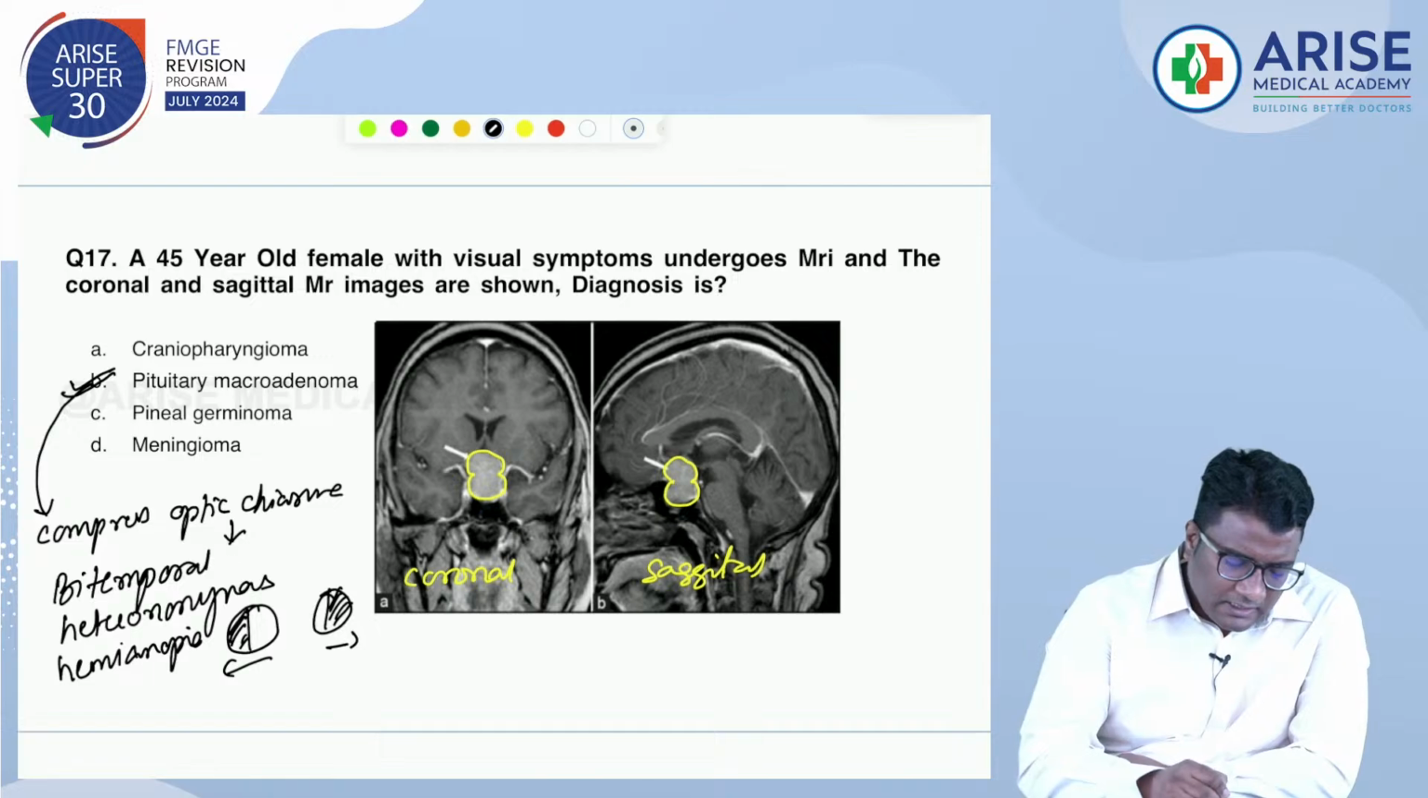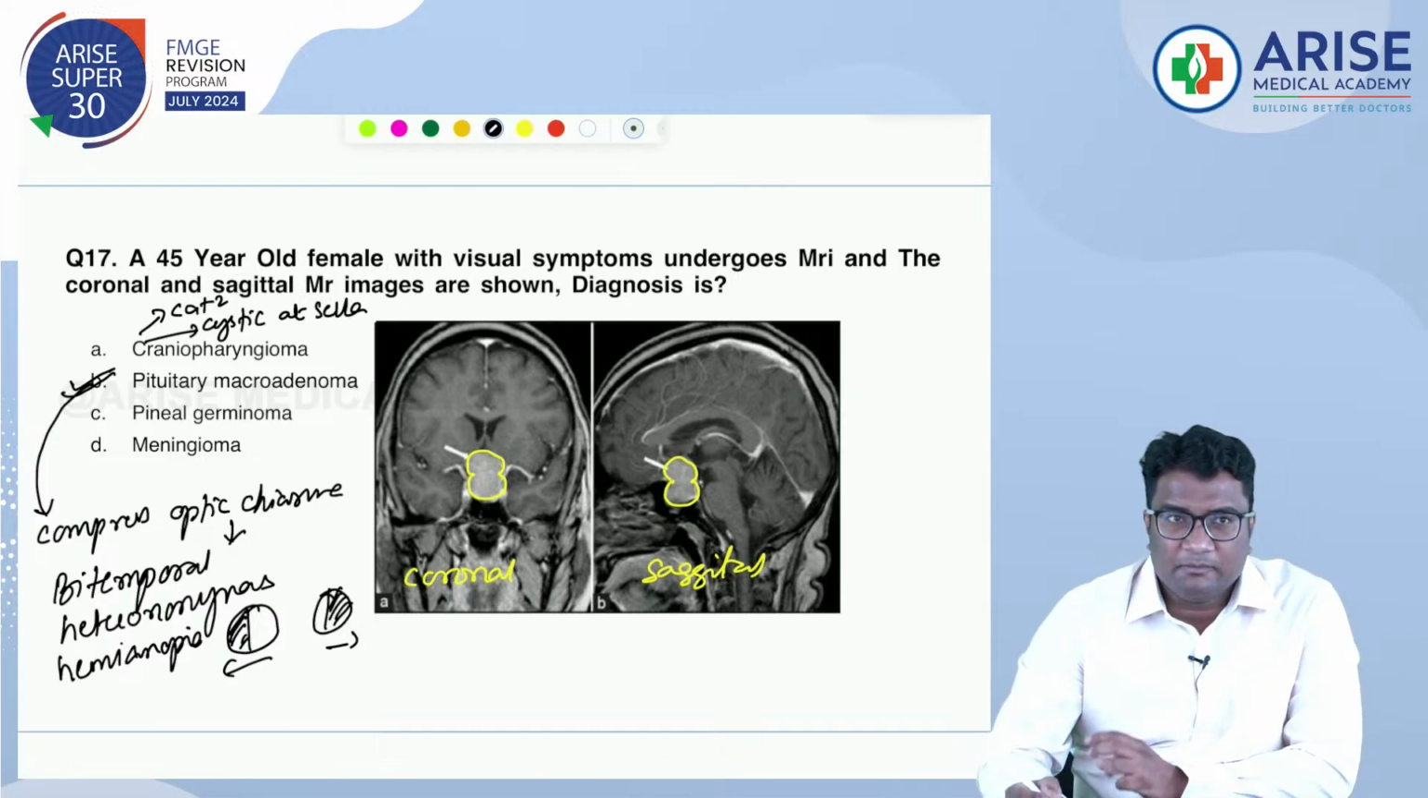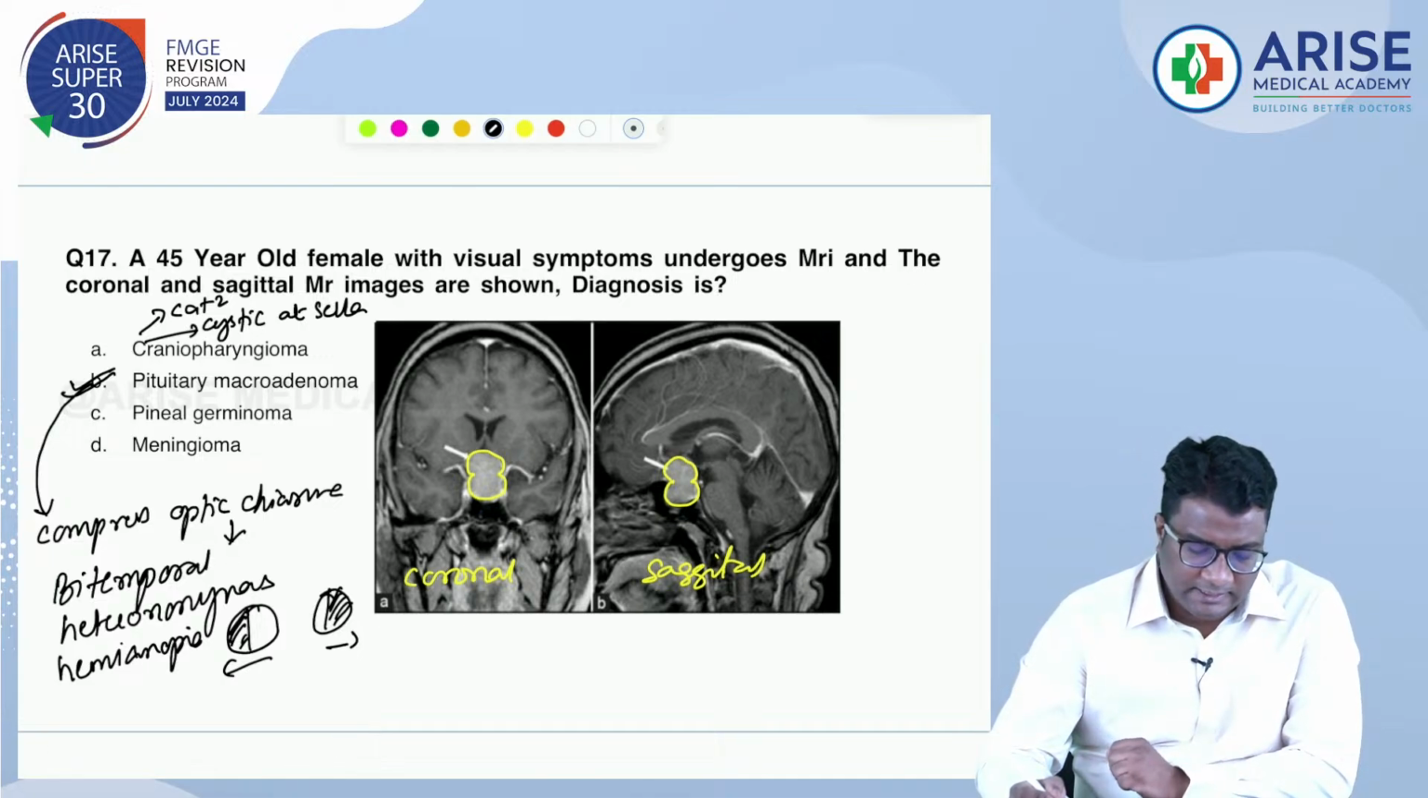This is the craniopharyngioma. Remember two C's: calcification and cystic area, a solid cystic mass in the sella. The most common calcifying brain tumor is craniopharyngioma. So if you see calcification and a solid cystic lesion, that is craniopharyngioma. Pituitary macroadenoma shows a figure of 8 appearance at the sella.